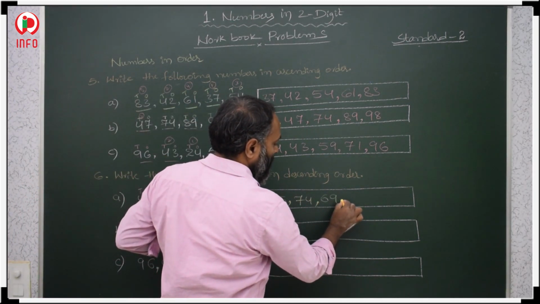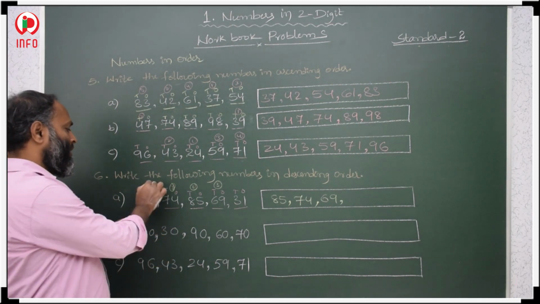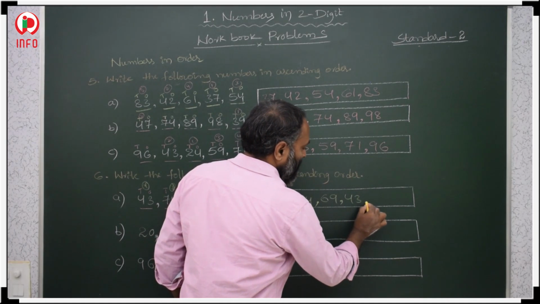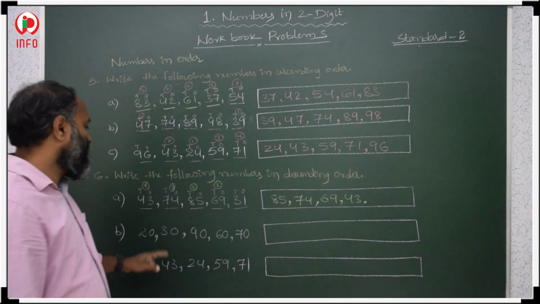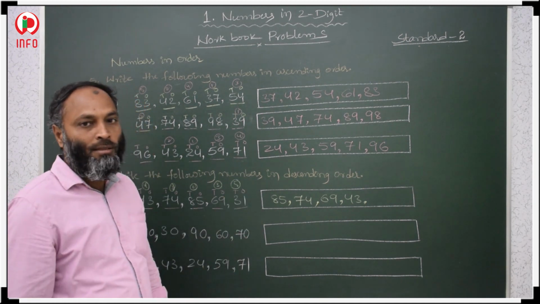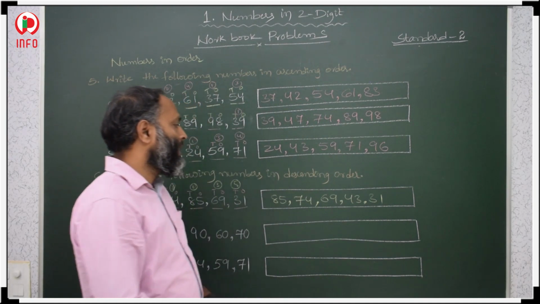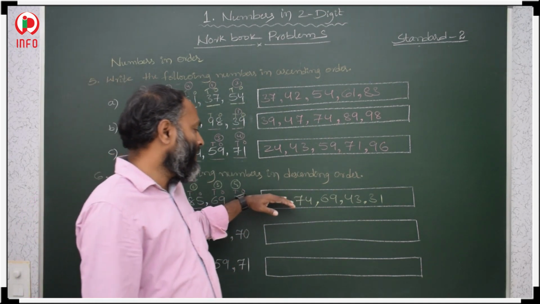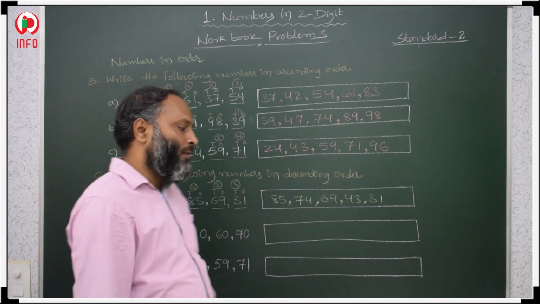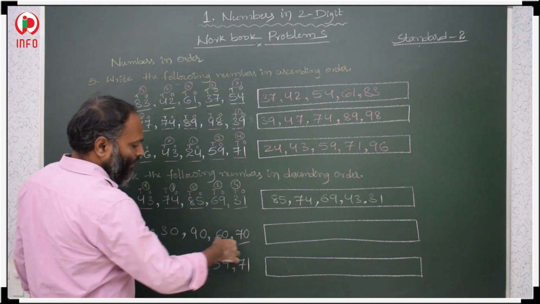69. Then after 6, 4 will come in fourth place, 43. Next, the last is 31, in fifth place. So these are in descending order, decreasing order, bigger to smaller. Next question.